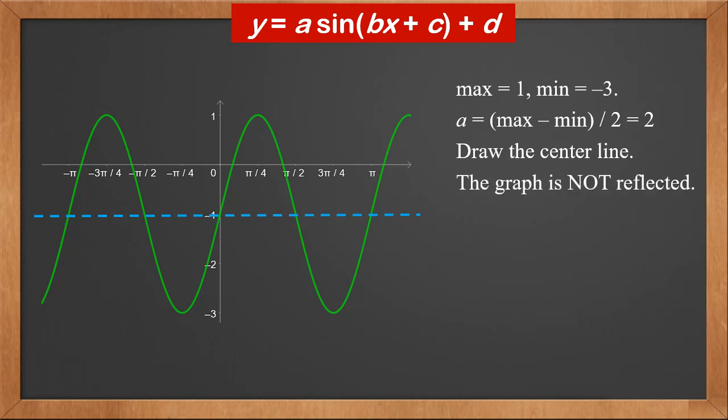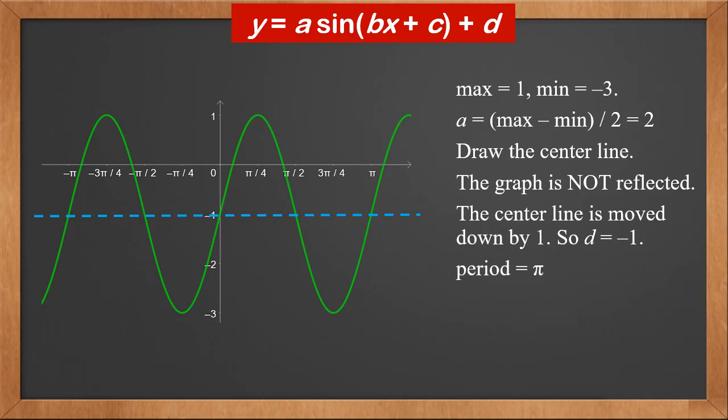We can see that the graph is not reflected. So there's no negative sign. The center line is moved down by 1 from the x-axis. So d is minus 1. The period is pi. So b is 2 pi over period, which is 2. Therefore, the equation is y equals 2 sine 2x minus 1.